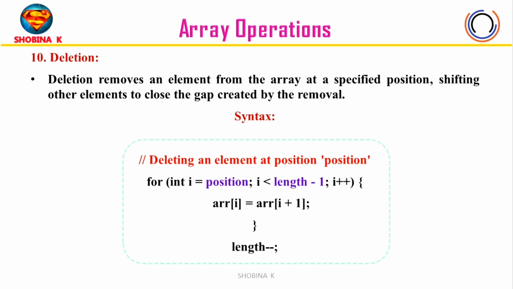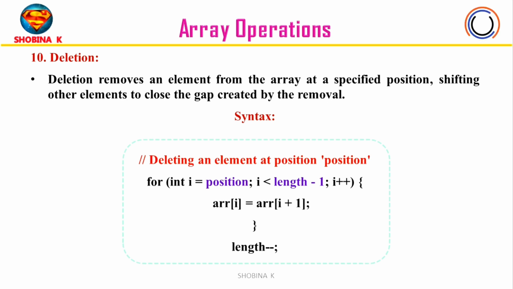Deletion in an array involves removing an element from a specified position. When deleting an element from the array, we often need to shift the remaining elements to fill the gap left by the removal to maintain the array's order. The code snippet deletes an element from the array at the specified position. It shifts the remaining elements to close the gap created by the removal.